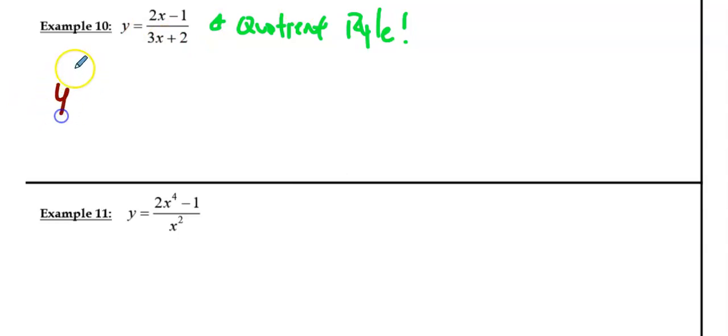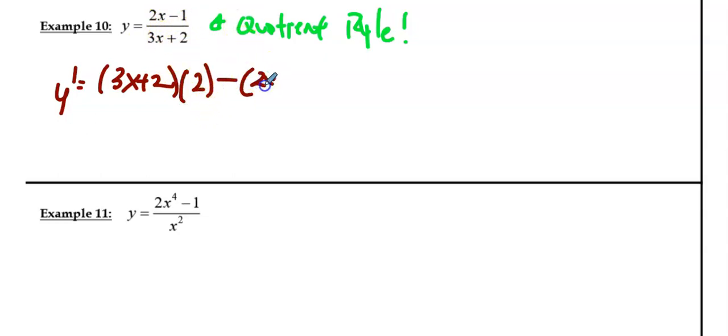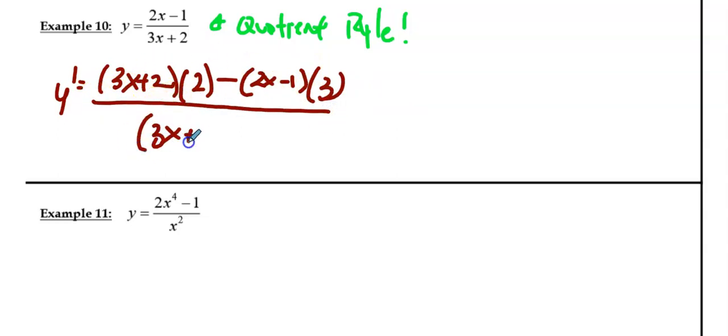So y prime is going to be equal to, well, our denominator is going to be the first thing that we write on our paper. So 3x plus 2. Then we're going to multiply by the derivative of our numerator. So again, it's low d high, which is just going to be 2, minus our numerator, 2x minus 1, times the derivative of our denominator, which is going to be 3, all over our denominator squared.